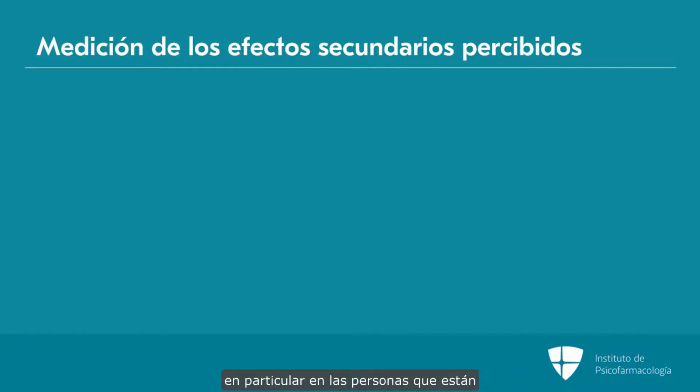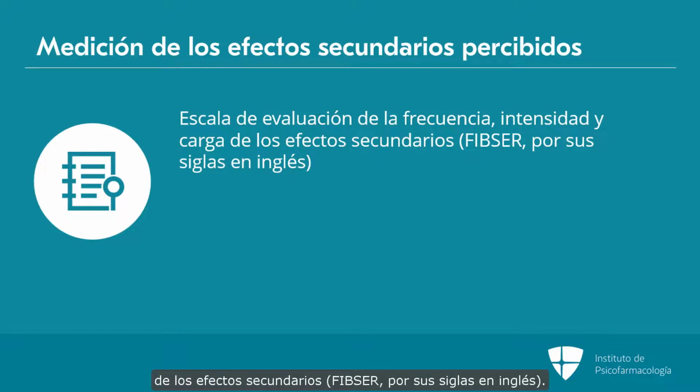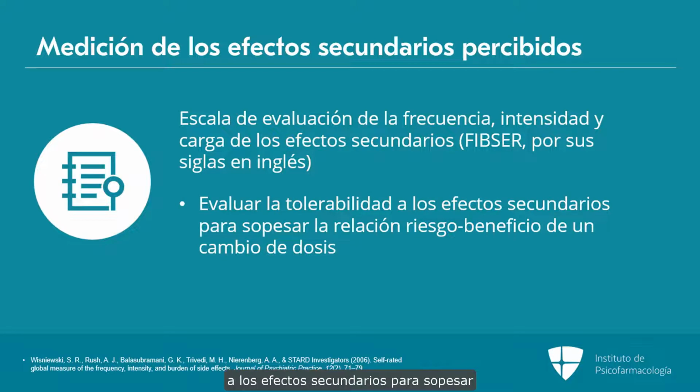The other thing I want to talk about is measuring perceived side effects. So particularly for people that might be in that older age window where they're more likely, but also across the full lifespan. The STAR-D study for unipolar depression used a scale called the Frequency, Intensity, and Burden of Side Effects Rating Scale, or FIBSR. It can assess and consider tolerability of side effects to weigh the cost and benefit of a dose change. We know that side effects can impact quality of life and treatment adherence in mood disorders, as in any disorder. And FIBSR really can be used, if you tweak the words a little bit, for any kind of psychotropic medication or psychiatric disorder.